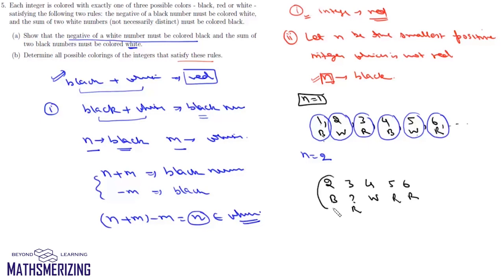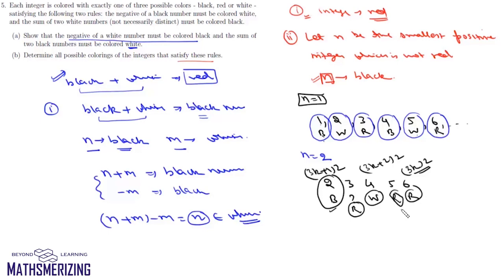So here we can say that numbers which are of the form 3k plus 1 into 2, they'll be colored black. Numbers of the form 3k plus 2 into 2, they'll be colored white, and the numbers of the form 3k into 2, they'll be colored red. And all other numbers must be painted red as well.